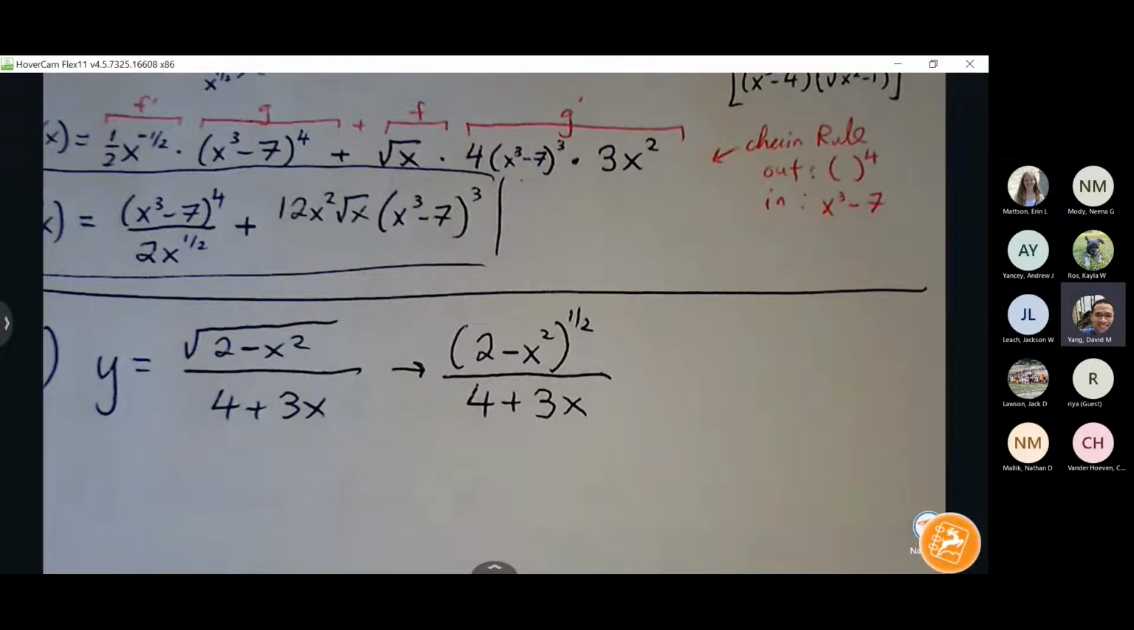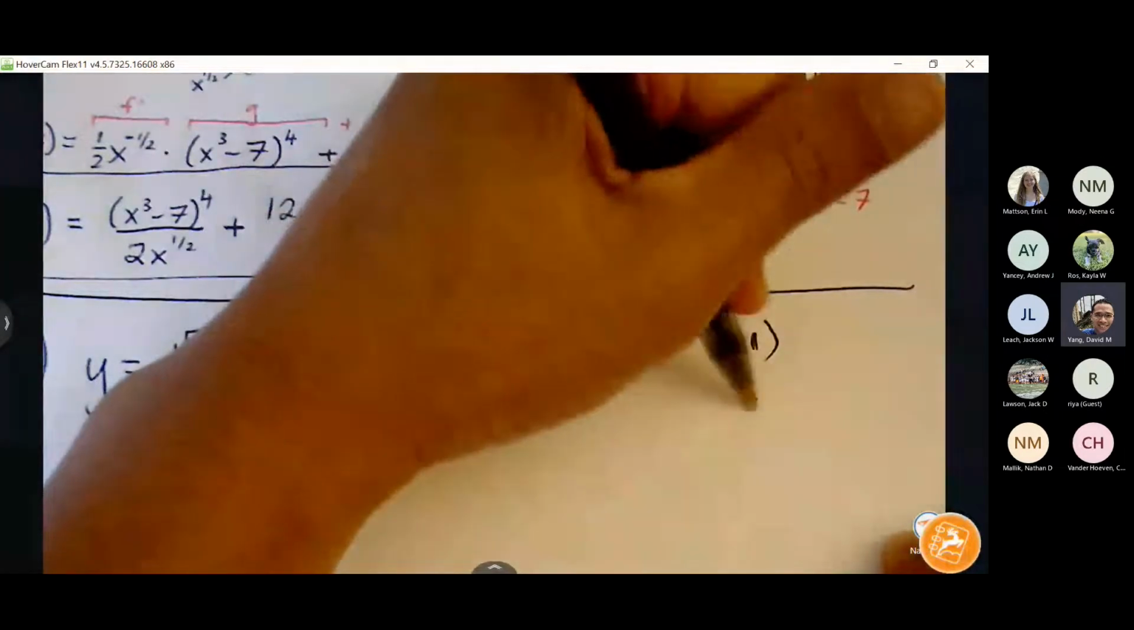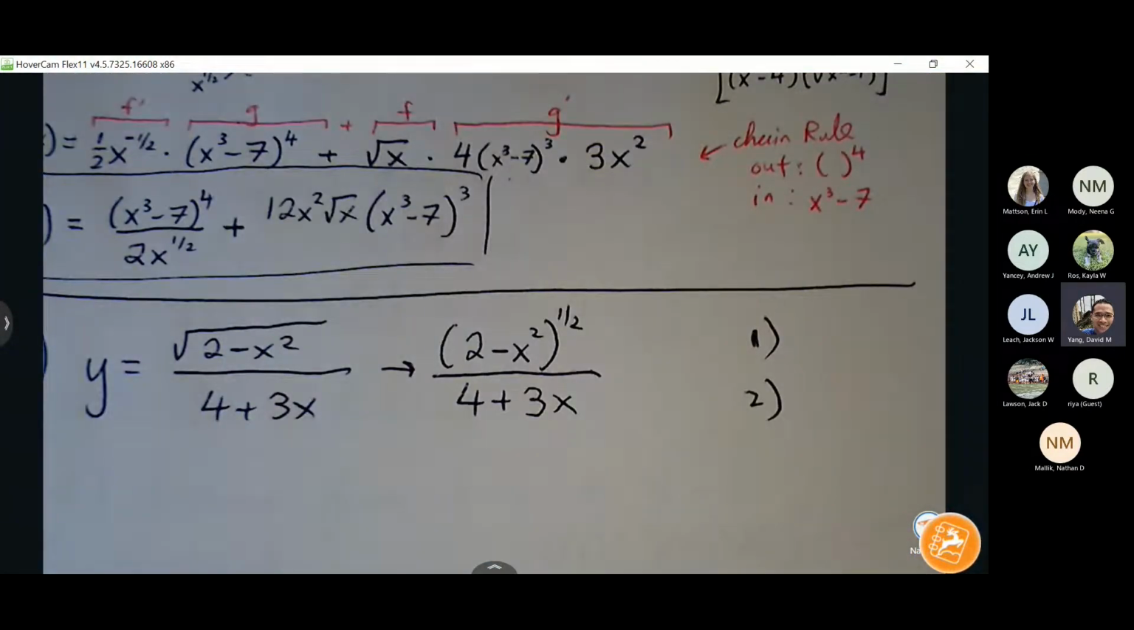This is also a combination of 2 rules. What are they? Quotient and chain. Which one comes first? Quotient. Quotient, right?